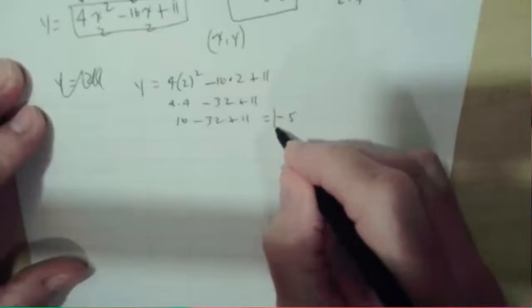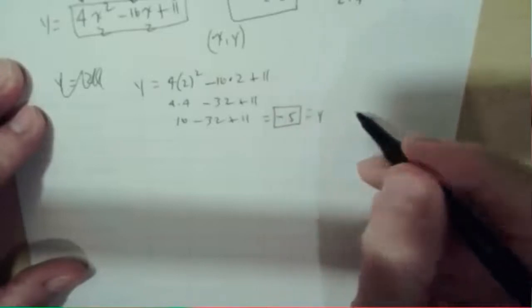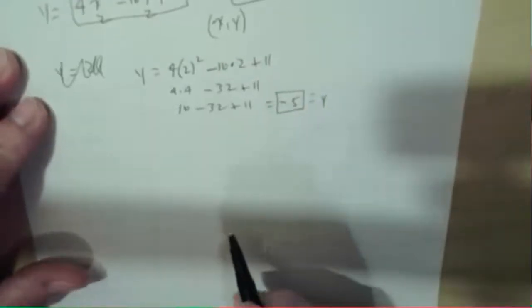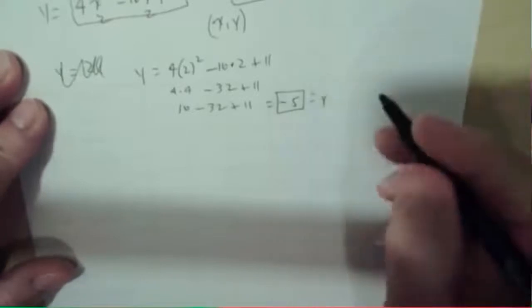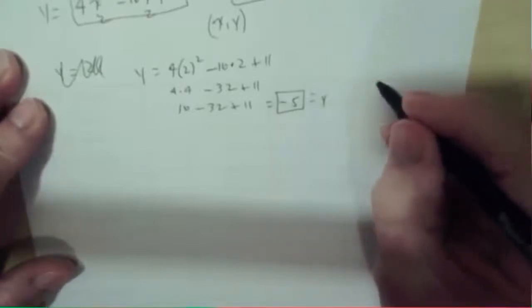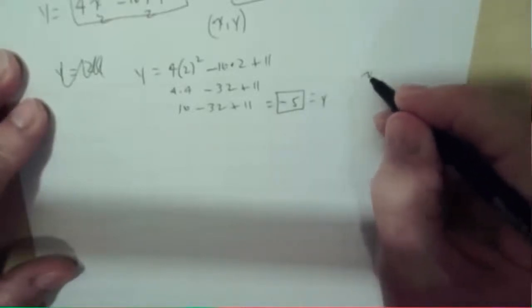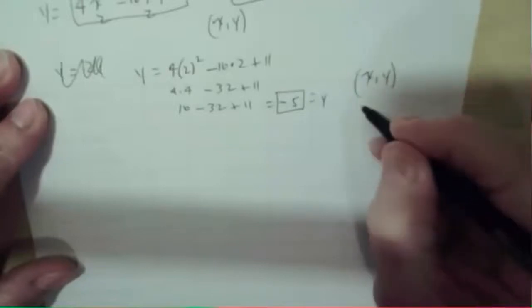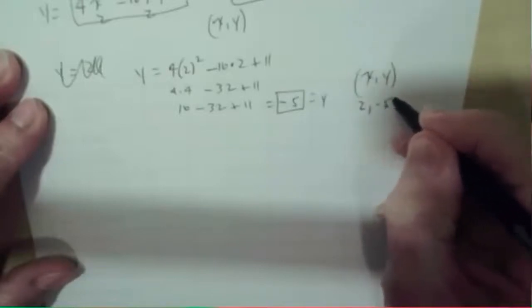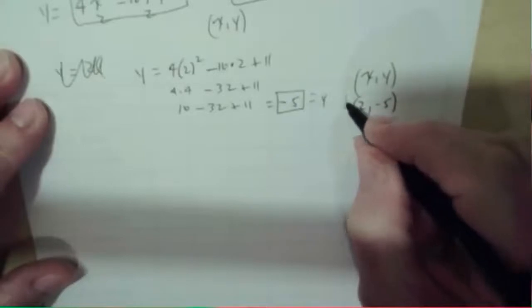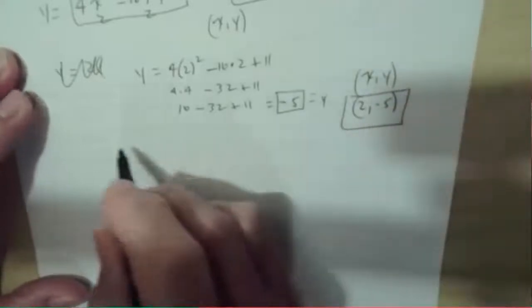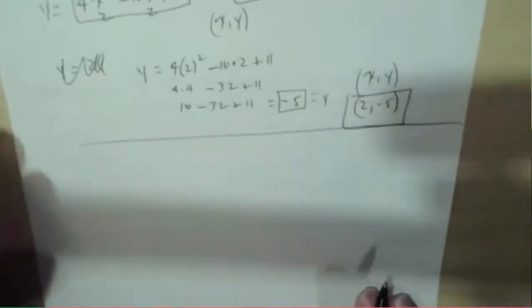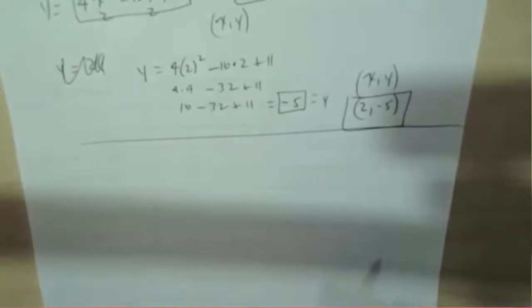Now that's our y. So what is the vertex? The vertex is xy, where x is 2 and y is negative 5. And that's the vertex. Remember, the vertex is the top or bottom of the parabola.